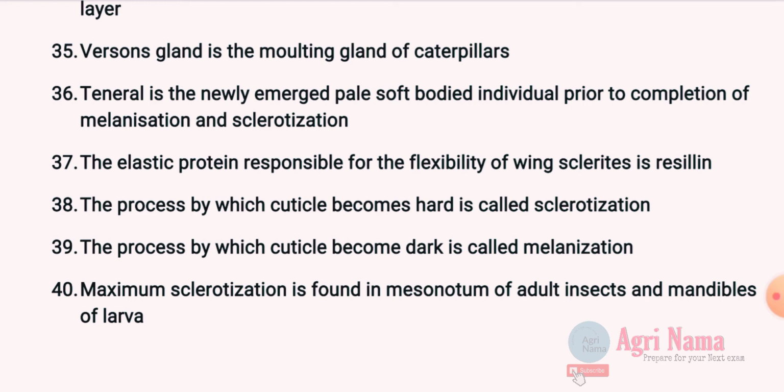Maximum sclerotization is found in the mesonotum of adult insects and mandibles of larva. So maximum sclerotization कहाँ पाया जाता है आपका? Adults के mesonotum में और mandibles of larva में.